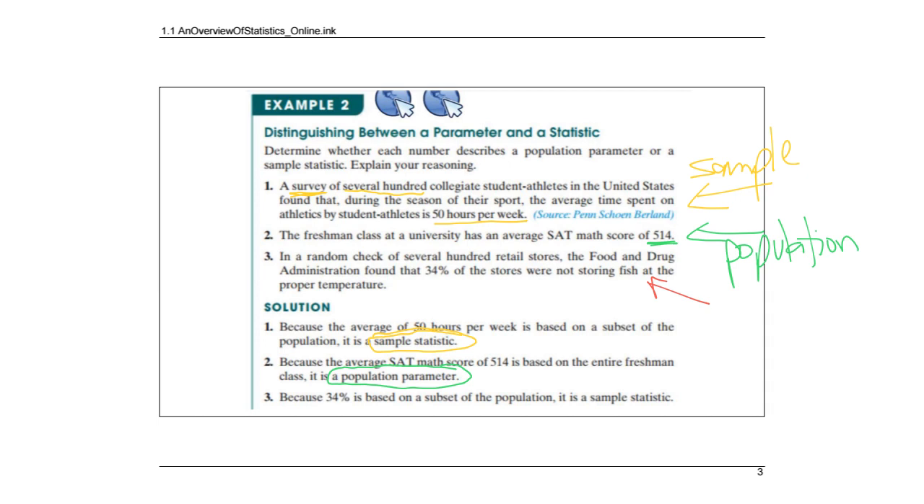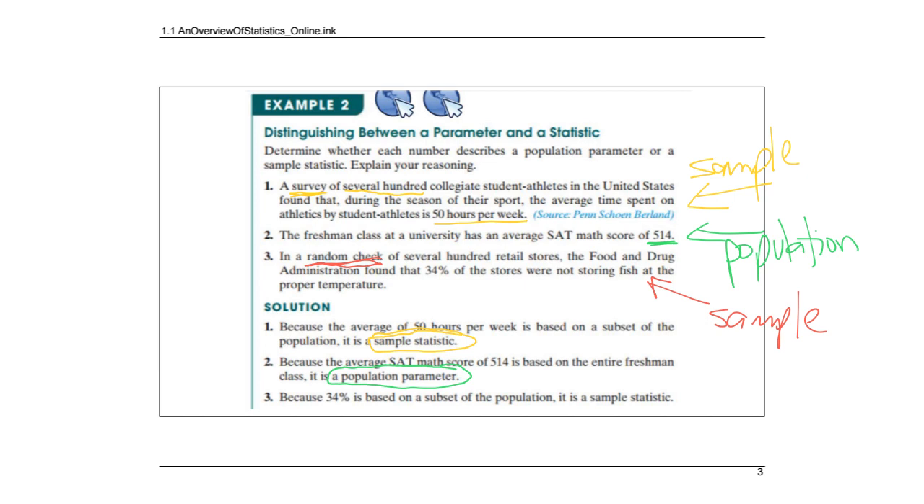All right, number 3, in a random check. Okay, so a random check, just like randomly selected, means that we have a sample. In a random check of several hundred retail stores, the Food and Drug Administration found that 34% of the stores were not storing fish at the proper temperature. Okay, so this is a sample because of that random check. Now remember, your flashcards are going to help you with this. I put some examples on there of words that you're going to watch for.